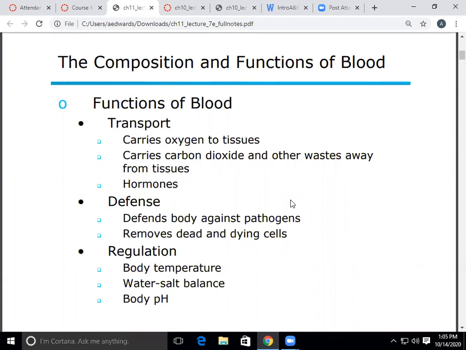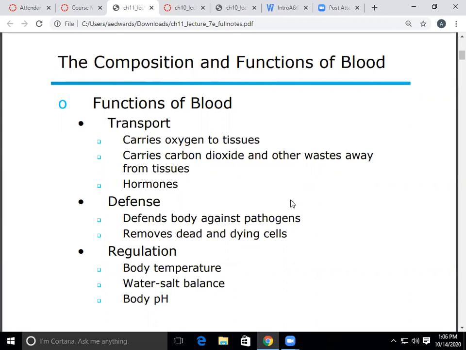Okay. So obviously with transport, you're carrying oxygen to your different tissues in your body. You're carrying carbon dioxide, other waste away from the tissues. You bring the oxygen to the tissues, you take carbon dioxide and waste away. You're also transporting hormones. Remember, we spent a whole chapter just now talking about hormones. And some of those get transported from one organ to another.